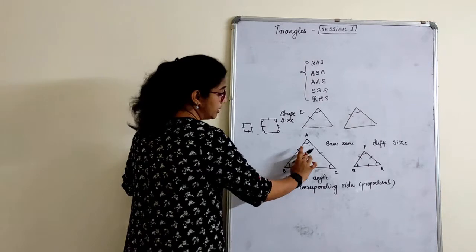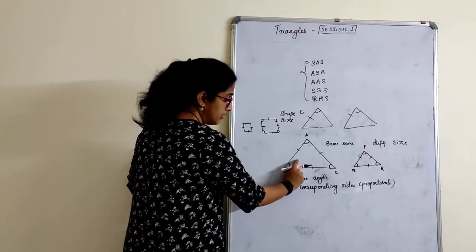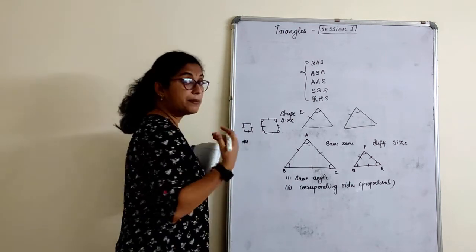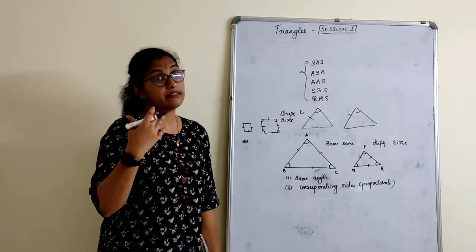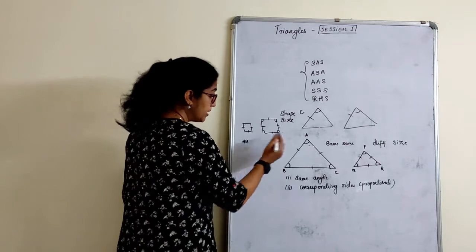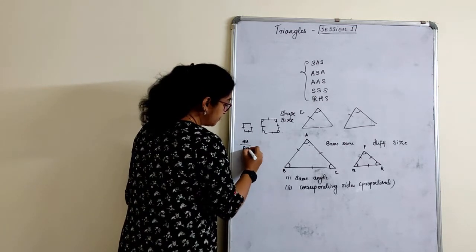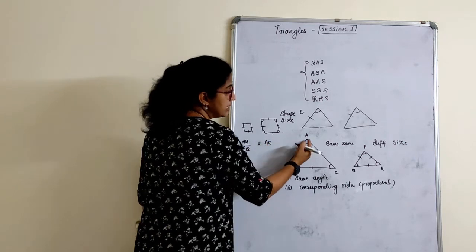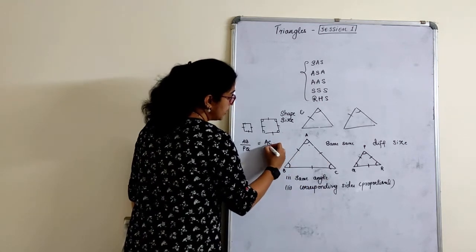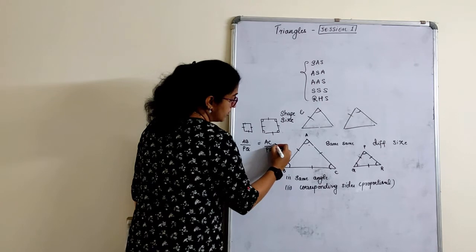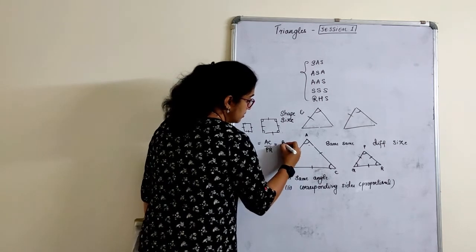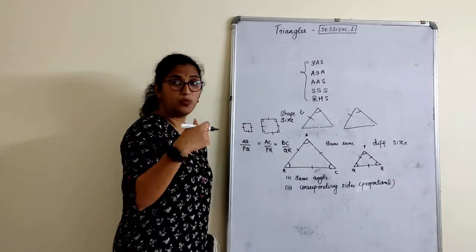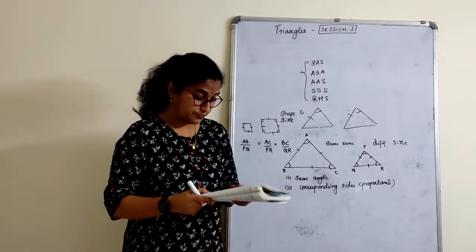First of all, when I talk about this triangle and this triangle, proportionality is always given by the ratio, one upon the other. AB upon PQ is equal to AC upon PR is equal to BC upon QR. This is proportionality, one over the other when we check.